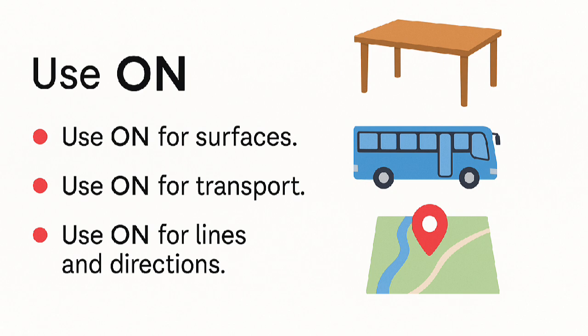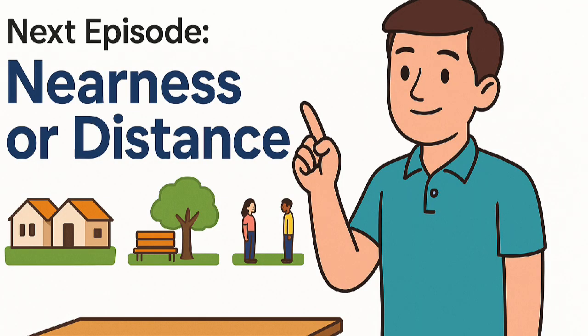That's how we use the preposition on. You now know when to say on the wall, on the table, and on the bus. In our next set of lessons, we'll move into prepositions that show nearness and distance, words like near, by, next to, behind, and between. These prepositions tell us where things are in relation to each other.